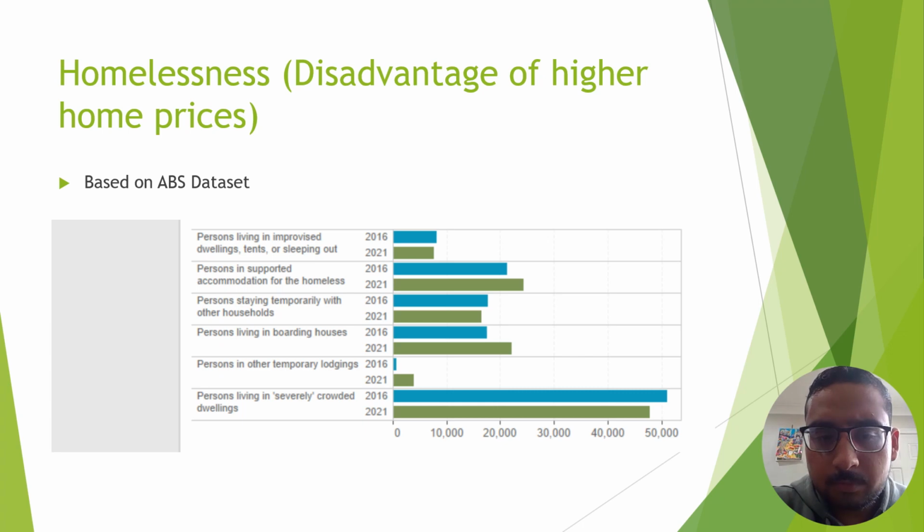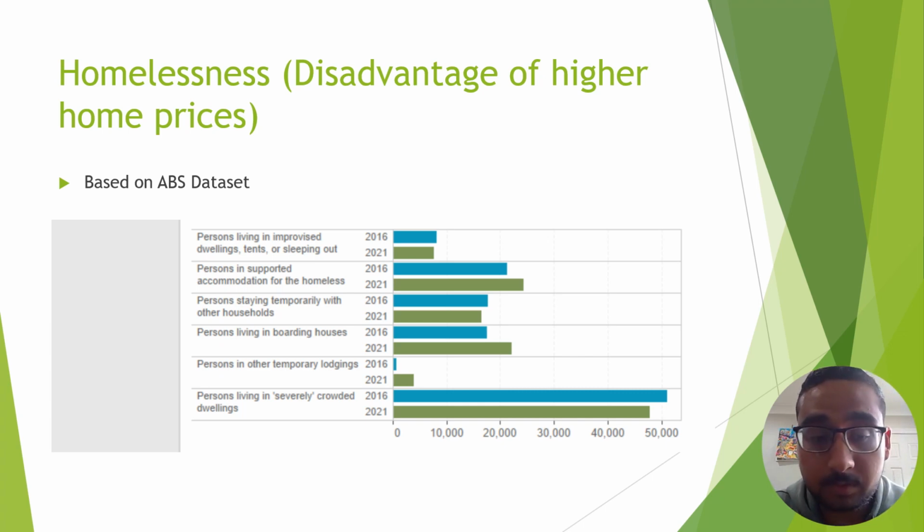And this comparative graph that you see is based on the ABS dataset that has been used. So we can see between the years of 2016 and 2021, there has been an increase, in thousands of people, who are living in supported accommodations, in temporary lodgings, and in tents and other things. So that clearly shows that there is a massive increase in the house prices and even in the rent and cost of living prices, which suggests this relationship between homelessness and housing affordability and housing prices to be perfectly linear.